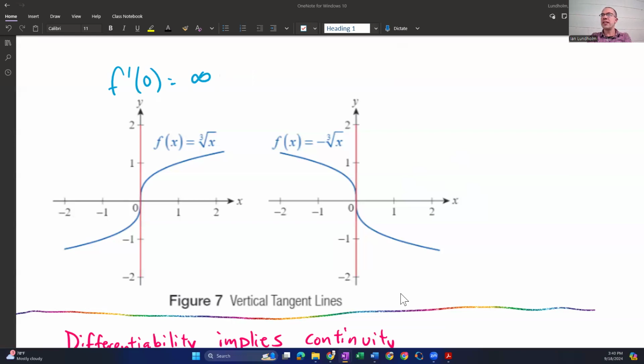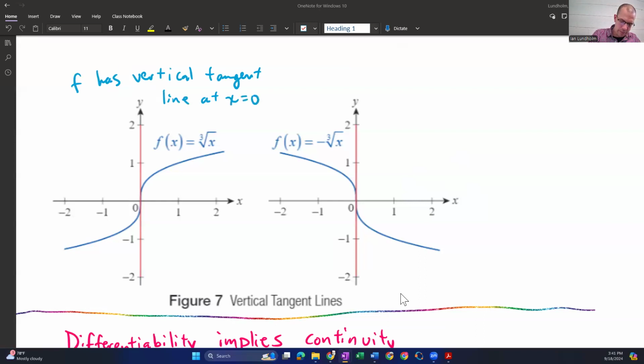We could definitely say that it has a vertical tangent line there. Probably, the best thing to say is that f has a vertical tangent line at x equals 0 for this scenario. So that's special. It's technically a place where the derivative doesn't exist for the same reason that we were looking at limits that go to infinity and stuff like that. Here we're not technically differentiable, but we do have a vertical tangent line.